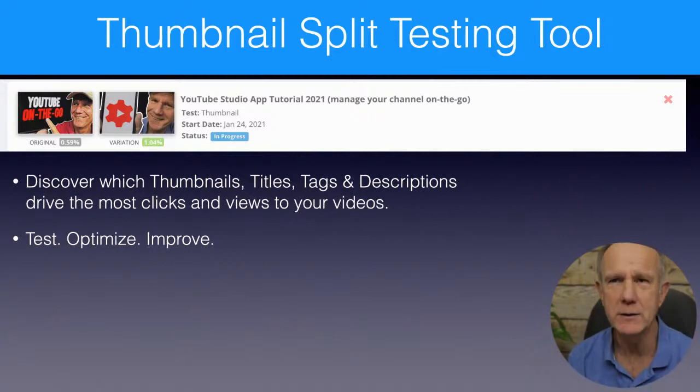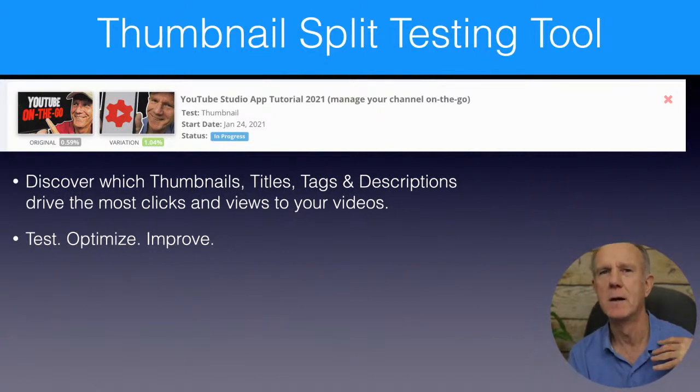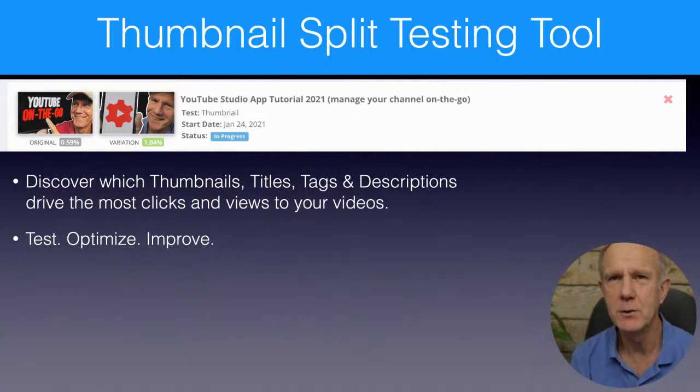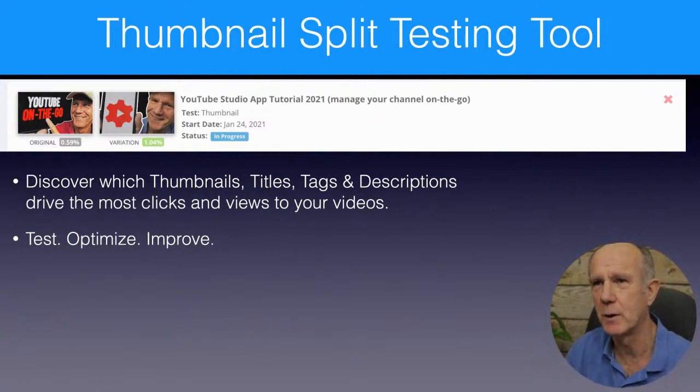So it's a great tool. You must have the Legend option of TubeBuddy to use this, and YouTube has said that in the future they're coming out with a split testing tool. So I wouldn't hold my breath, but in the meantime, if you want to split test your thumbnails, then you can use the A/B split testing tool from TubeBuddy. You can also use this for split testing your titles and your descriptions. So you can test those out as well.